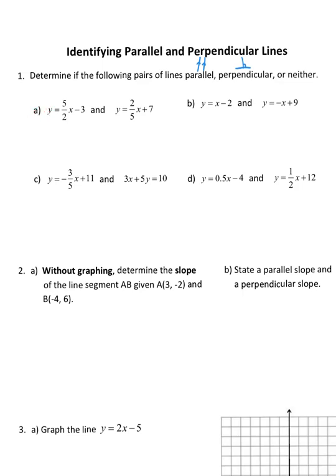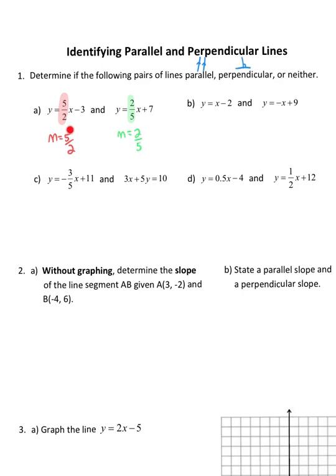So in question A, we are given two equations. To identify if these are parallel or perpendicular, we need to look at the slope. Each of these equations is in the form y equals mx plus b, so we can easily identify the slope. The first equation is just 5 over 2, because that is the coefficient in front of x. And in the second equation, it is 2 over 5, again, because that is the coefficient in front of x.